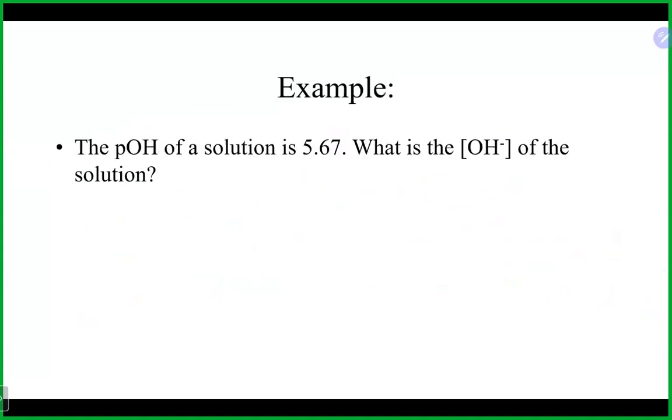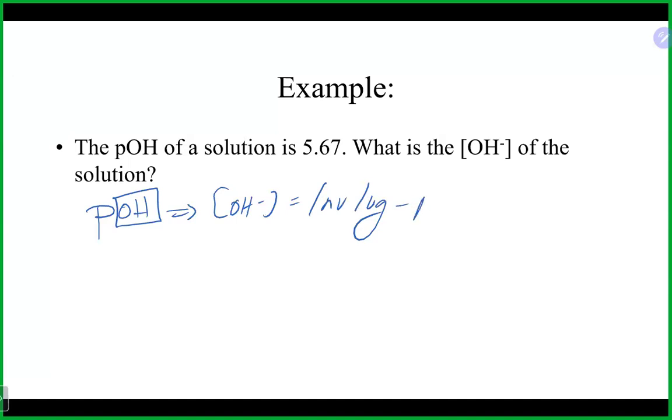All right, let's try one more here. We'll just do what the problem says. The pOH is 5.67. What is the hydroxide concentration here? Okay, so again here, when you're given the pOH, it tells you what you can get directly from it, which is the OH minus concentration. And that's going to be that inverse log calculation of the negative pOH.